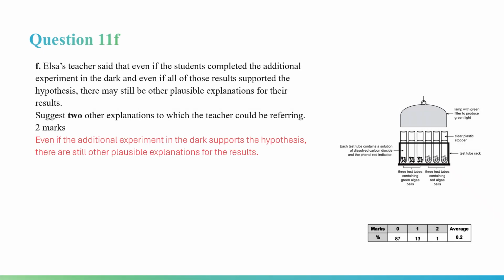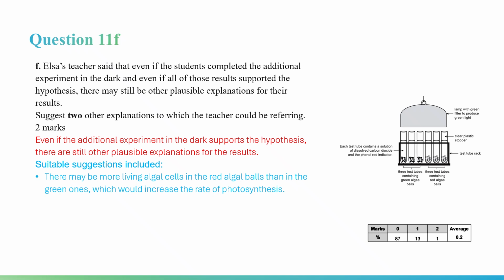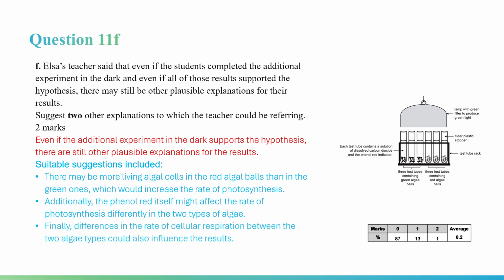Even if the additional experiment in the dark supports the hypothesis, there are still other plausible explanations for the results. There may be more living algal cells in the red algal balls than in the green ones, which would increase the rate of photosynthesis. Additionally, the phenol red itself might affect the rate of photosynthesis differently in the two types of algae. Finally, differences in the rate of cellular respiration between the two algae types could also influence the results.